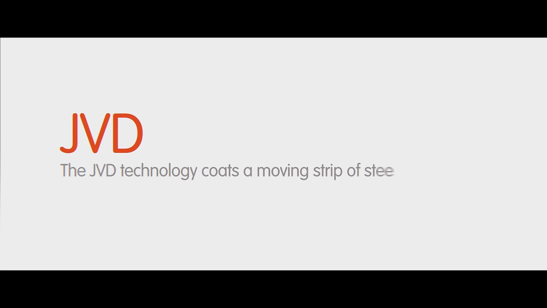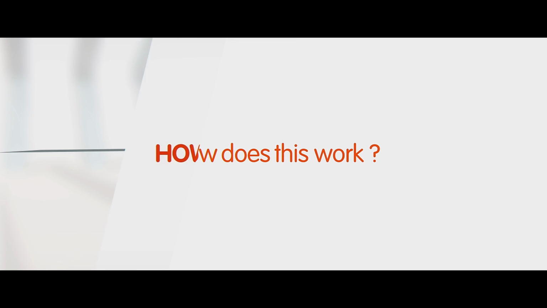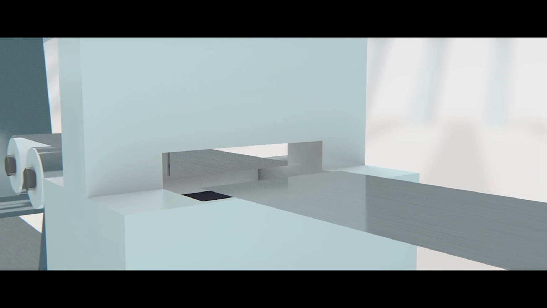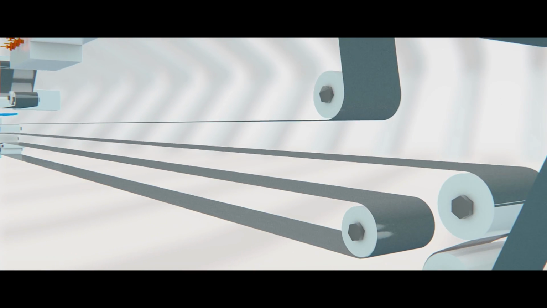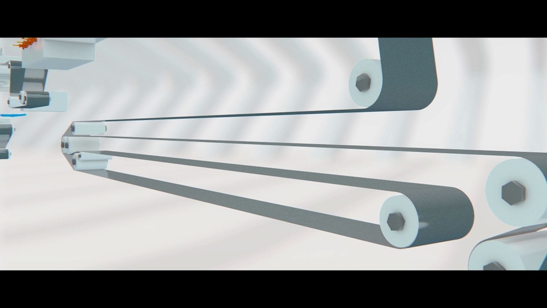The JVD technology coats a moving strip of steel in a vacuum chamber by vaporizing zinc onto the steel. How does this work? The coils of steel are unwound before the strips are welded together, one after the other, creating a continuous process. The strip is then transported into the entry looper. This looper ensures that the steel strip passes through the central part of the production line at a constant speed, even when it is stopped at the entrance of the production line when being welded together.